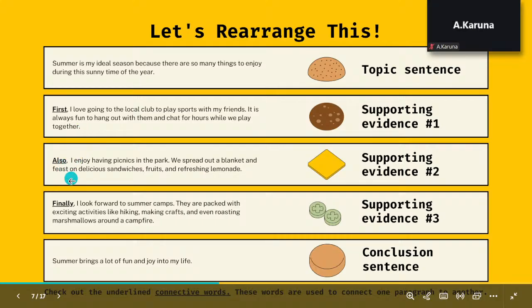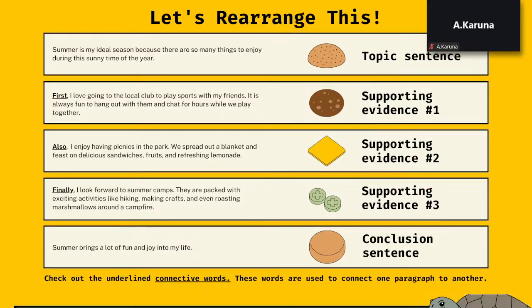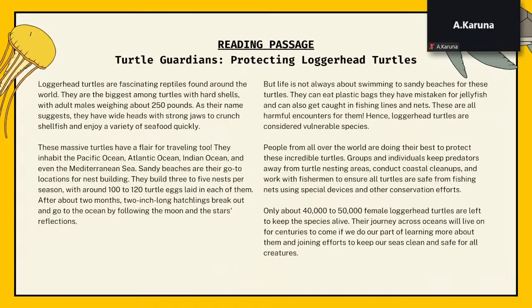The first, also, finally, they connect each supporting evidence. So it doesn't sound broken or cracked in the middle. This smoothly transitions to each different paragraph, okay? So these words are called connective words because they connect each paragraph. And they're usually the first words in your supporting evidences. Okay.